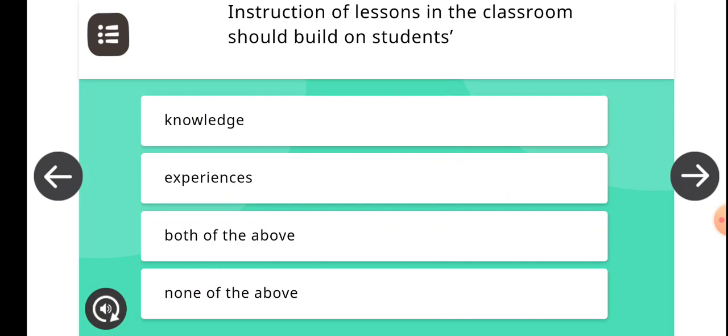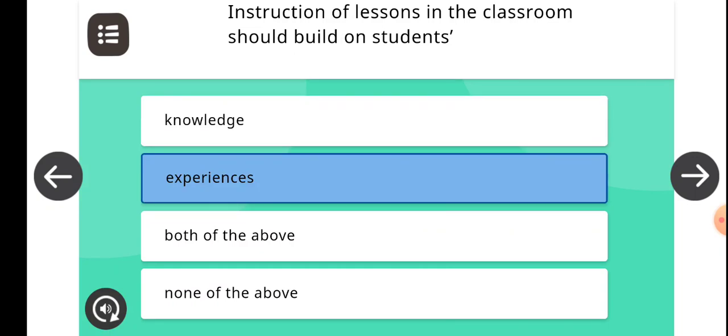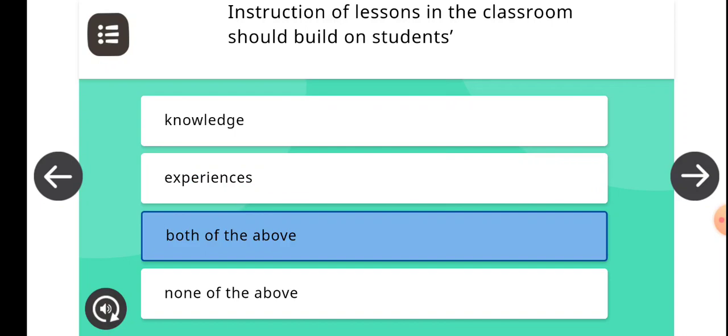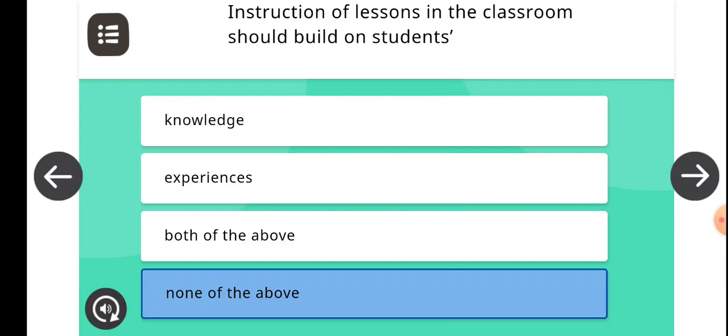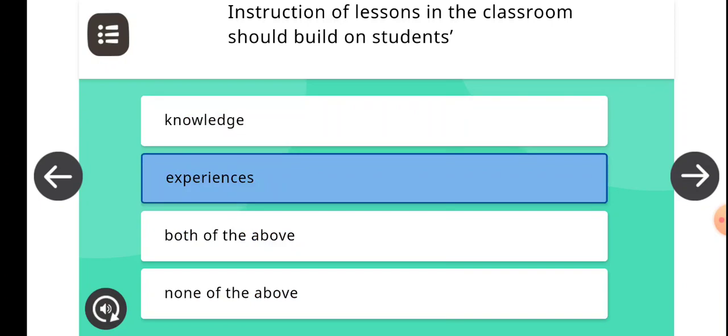Next, instruction of lessons in the classroom should build on students. So while we are giving instructions and dealing with topics in the classroom, what should build on the students? Is it knowledge, or is it experience, or both of these, or none of the above? See, after dealing with a class, at the end of the session, obviously the student gets somewhat of a knowledge and somewhat of an experience. So option C is the right answer.